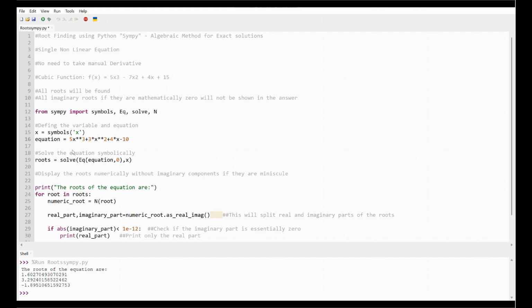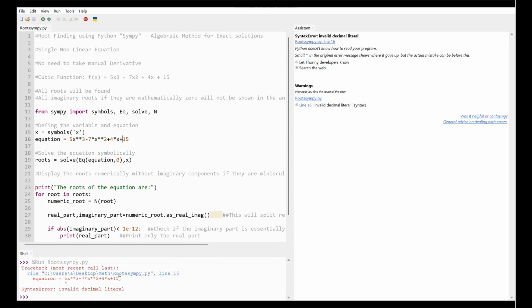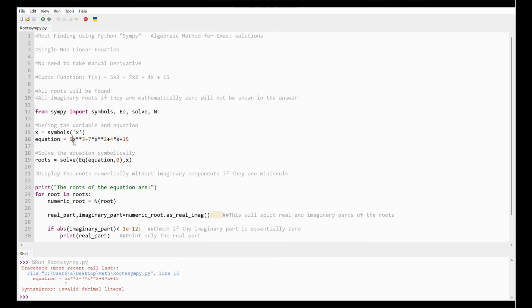5x cubed minus 7x squared plus 4x plus 15. Let's run it now. Syntax error. Okay, 5x, so there should be a multiplication symbol over here. 5 multiplied by x. Run it again.